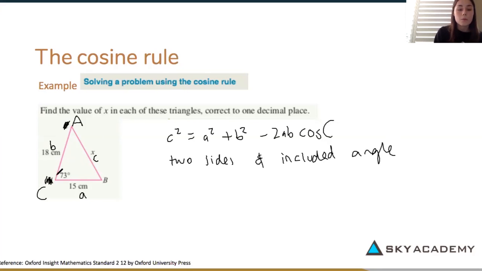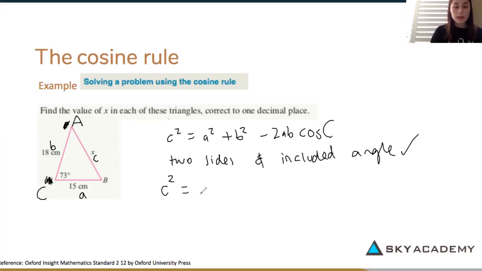And I have one side B worth 18 and one side A worth 15, and an angle included, or in between, both my sides. So I can use this formula to calculate the side C. So now I'm just going to go ahead and sub these values into my equation. So C squared is what I'm trying to find, so I'm going to leave that as C squared.